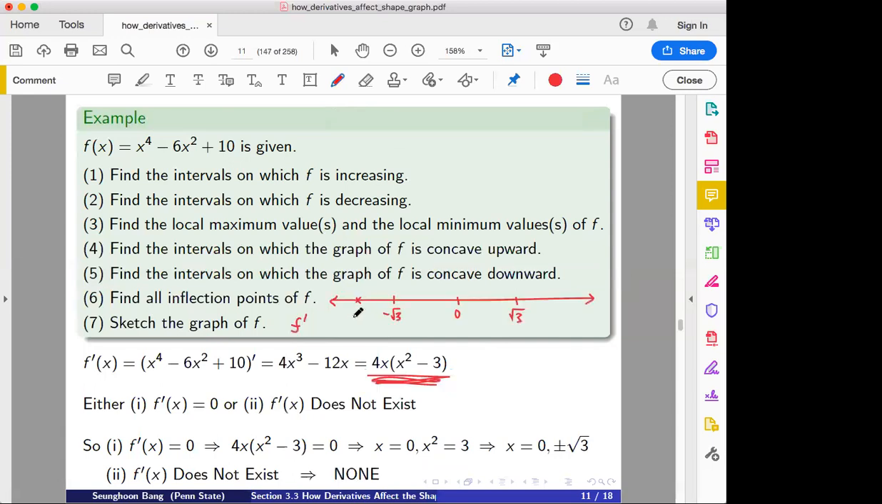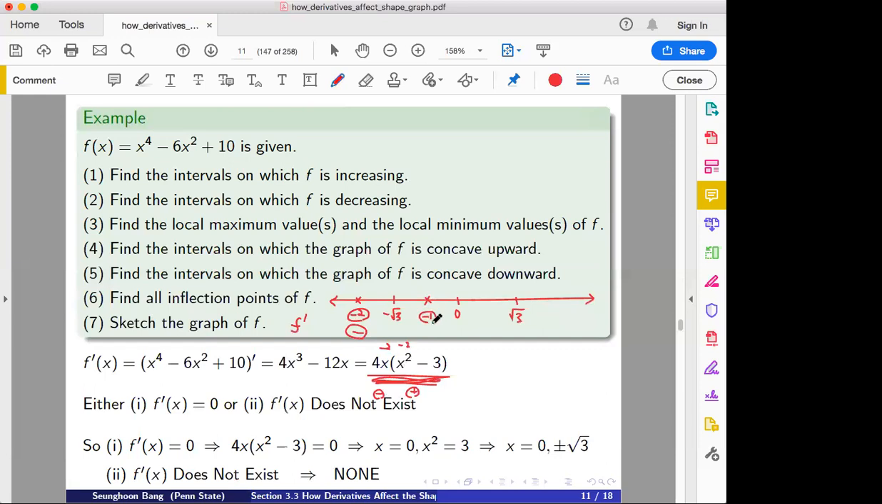You can choose a number less than negative root 3. Which number do you want to choose? Minus 2 is right, not 2. You can choose minus 2. You plug into x, negative 2. The 4 times negative 2 is negative. The negative 2 squared is 4, and 4 minus 3 is positive. The negative times positive is negative. You can choose this point.